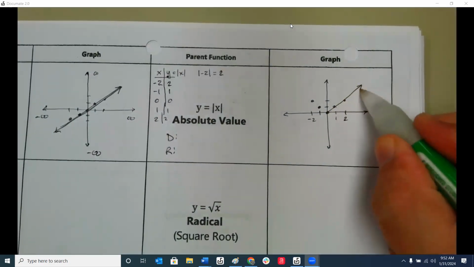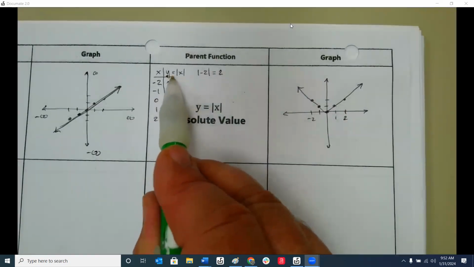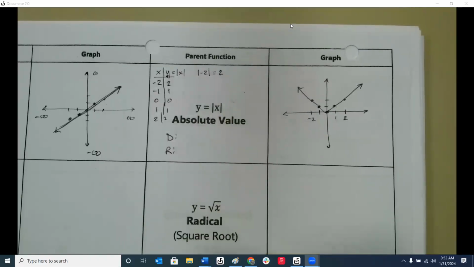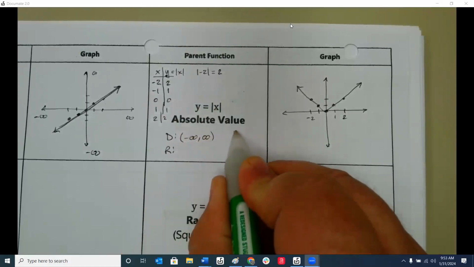So the graph of an absolute value equation is a V. This one is y equals absolute value of x. We'll go through a whole explanation of absolute values a little later in section 6. So looking at this graph, what's the domain? Very good. Negative infinity to positive infinity, or all real numbers.